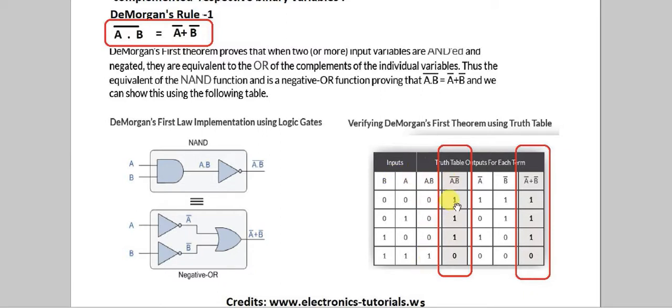We take the complement of this: 1 1 1 0. Then we take the complement of A: 0 1 0 1 will be converted into 1 0 1 0. Similarly B complement, which is 0 0 1 1, will be 1 1 0 0. Now if we add these two, what do we get? 1 plus 1 is equal to 1, 0 plus 1 is equal to 1, 1 plus 0 is equal to 1, 0 plus 0 is equal to 0.